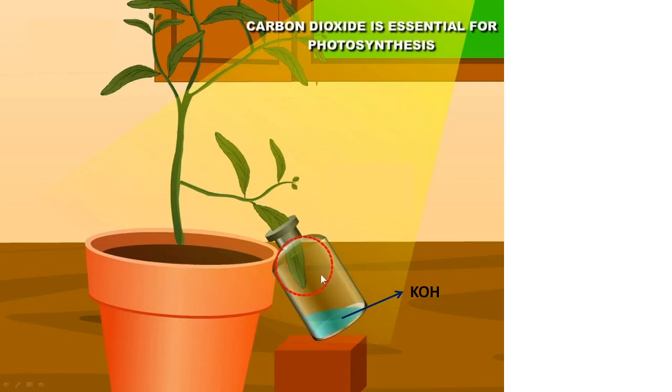There is no carbon dioxide inside, because potassium hydroxide dissolves the carbon dioxide. So you can think about potassium hydroxide as something which absorbs all the carbon dioxide.